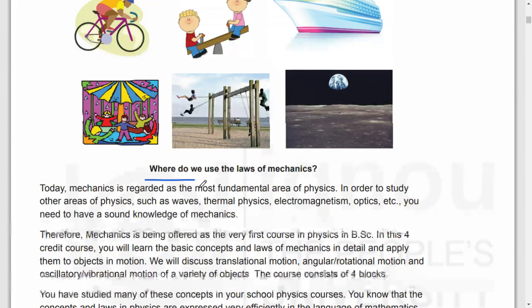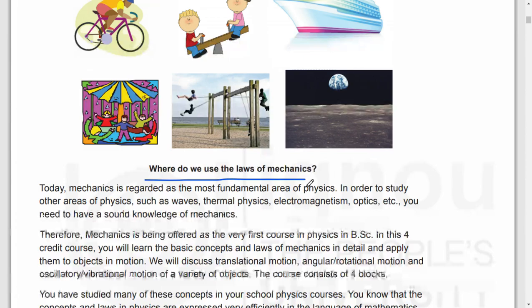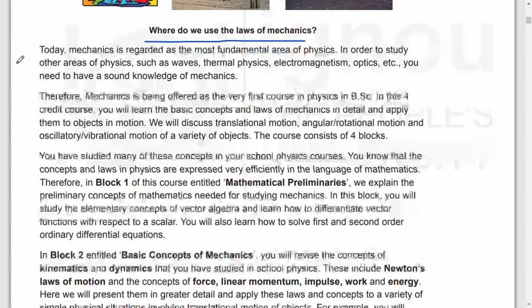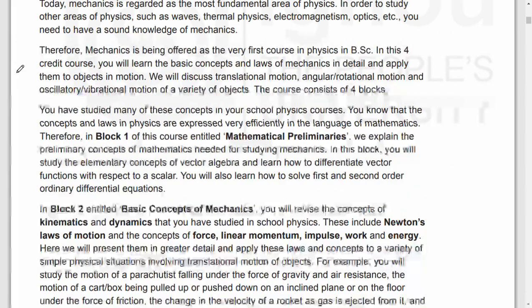Where do we use the laws of mechanics? Today, mechanics is regarded as one of the most fundamental areas of physics. In order to study other areas of physics such as waves, thermal physics, electromagnetism, optics, etc., you need to have a sound knowledge of mechanics. Therefore, mechanics is placed as the very first course in physics in the BSc in this 4-credit course.